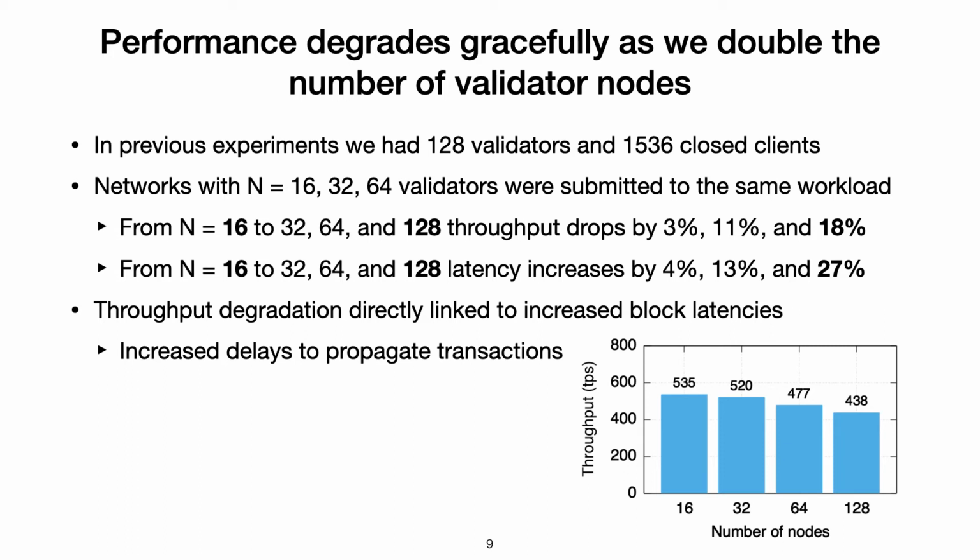In addition, we can directly link the throughput degradation to the increase in the block latency when you have more participants in the consensus protocol. In terms of latency, the impact of the system size is more noticeable. From 16 to 128 validators, the average transaction latency increased by 27%. To the already mentioned increase in the cost of consensus, we have in this case to add increased delays to propagate transactions via the mempool protocol in a much larger network, and the mentioned effect it has on the latency variability.